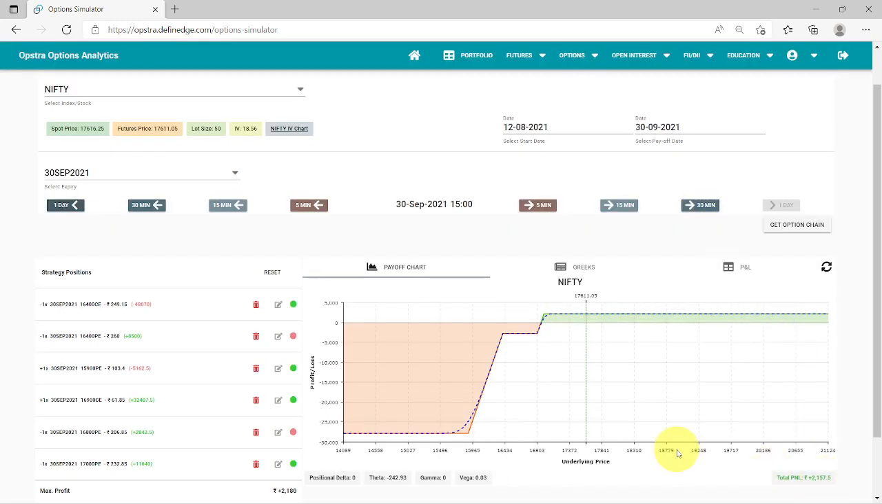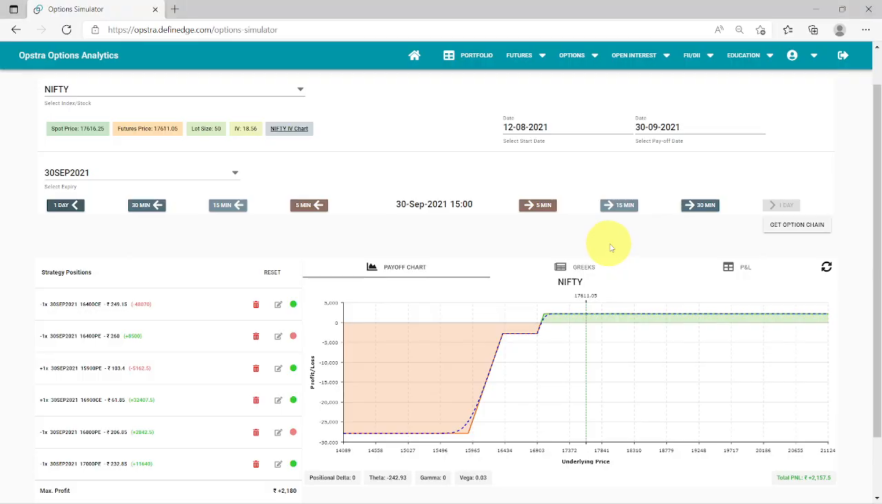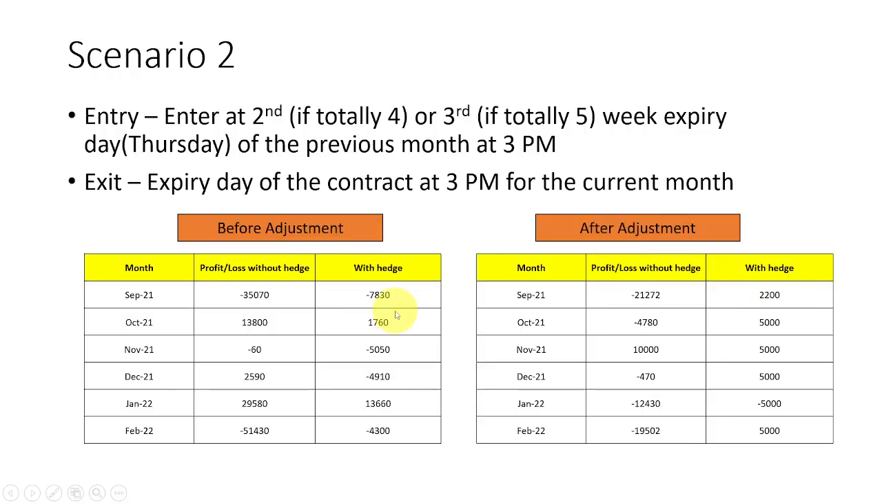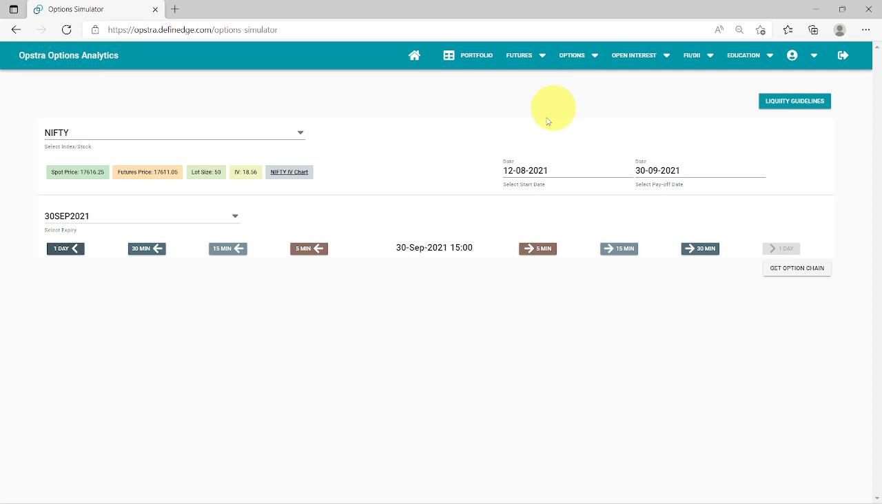It is 2,160 somewhere around. So I have put that as 2,200 as a round figure. So we have made a profit, whereas last time before adjustment it was at a loss of minus 7,830. Now it is a profit of 2,200. Similarly, we'll see for all the months so that you will get familiar with this strategy.